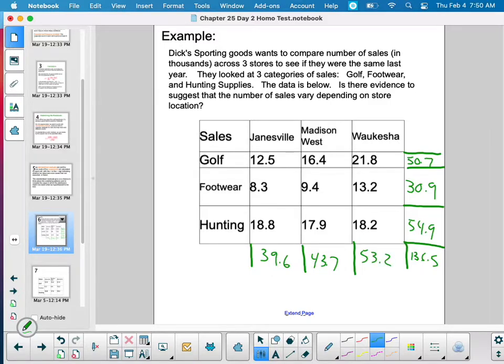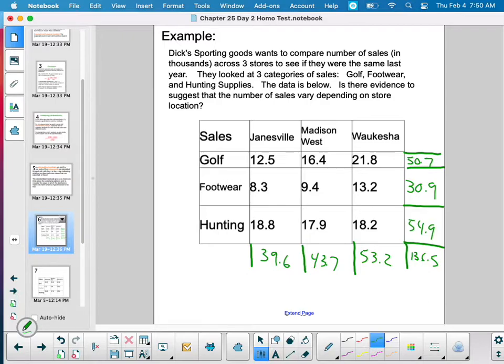I'm going to sum across my bottom to make sure that those numbers add up. $136.5, yep. So they both add up to 136.5, so I'm pretty confident that I've added them correctly. That's a good error check to do. Make sure your row and column totals add up.